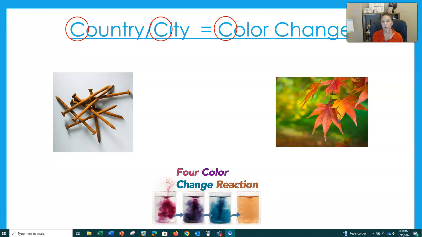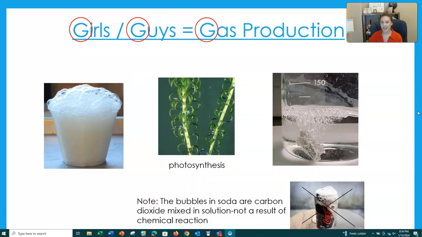Now, we'll also have the color changing on a nail, or when you see rust happen. That would be evidence of the chemical change. Okay, now gas production. So this will happen in the form of photosynthesis.